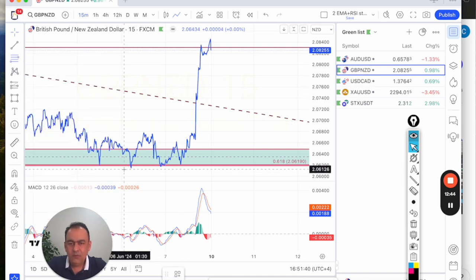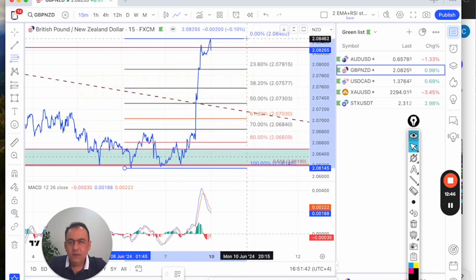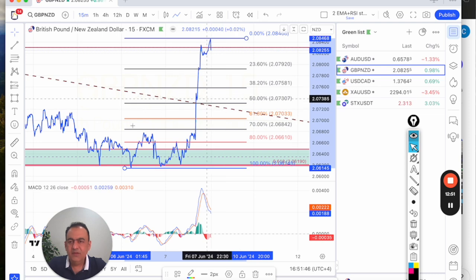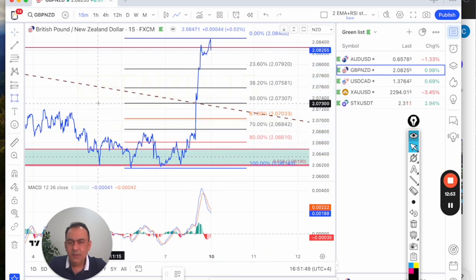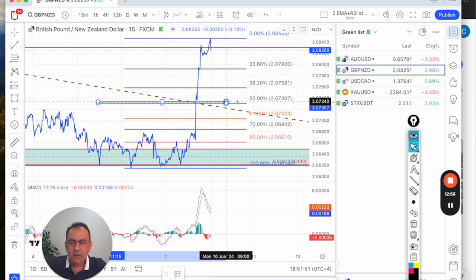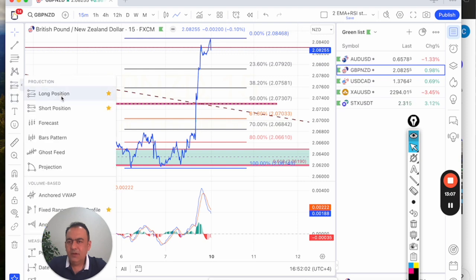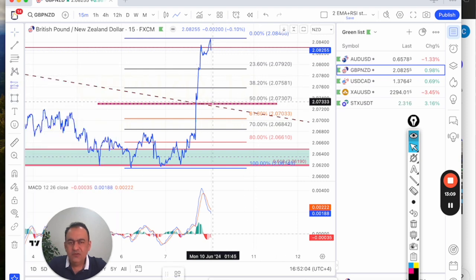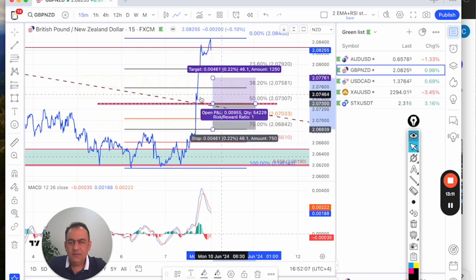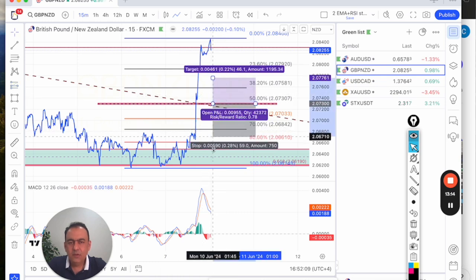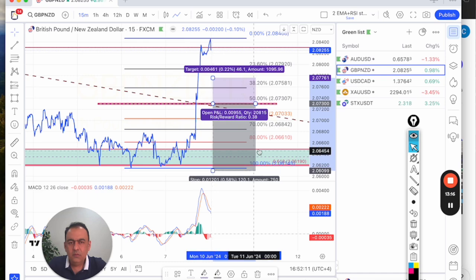So I'll plot from the lowest point and taking to the current high. Now based on the Fib retracement, I'll be interested in buying once pound New Zealand drops below this line of 50%. So anything below 50% should be taken as an opportunity to buy, and I'll be plotting long position, assuming that we are going to enter buy at this level, stop loss below the major zone.